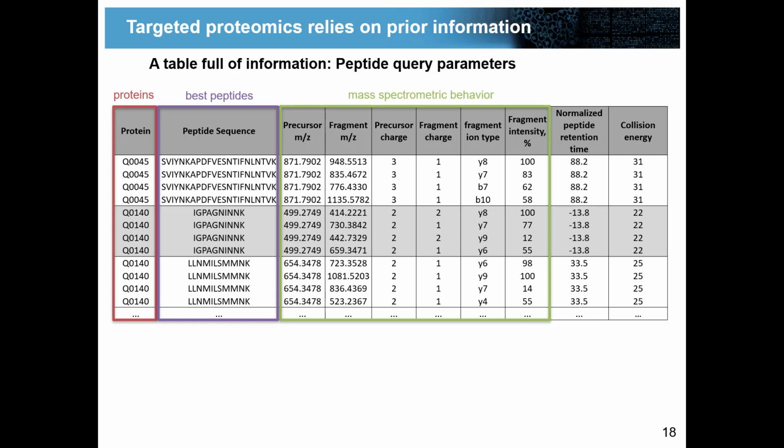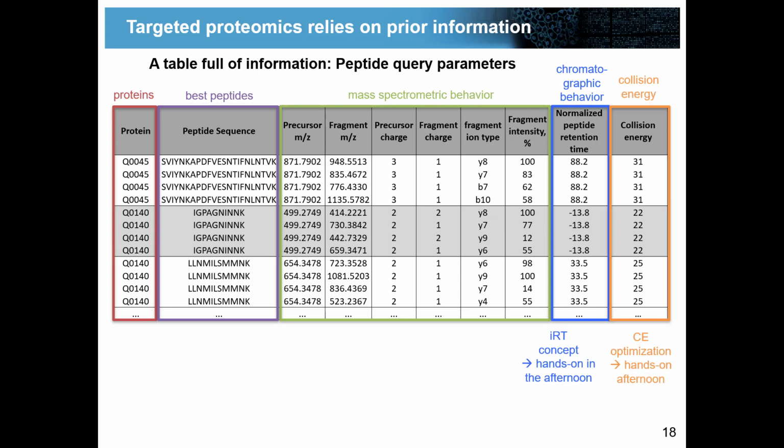And this is a type of information that you do not need to acquire SRM data. The triple quad doesn't care what's the most intense or the second most intense one, but this is very useful information that you need to analyze the data afterwards in order to confirm the identity of the peaks that you have found. Then there is this column called normalized peptide retention time. These are the iRT values, retention time information relative to a set of reference peptides, and also the collision energy information is needed if you do SRM.